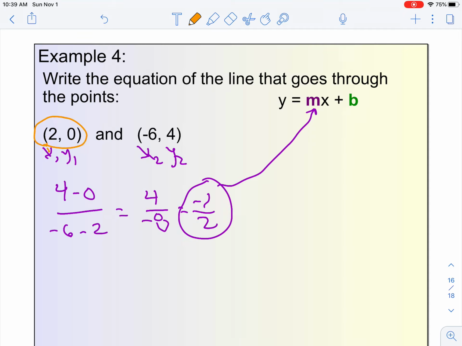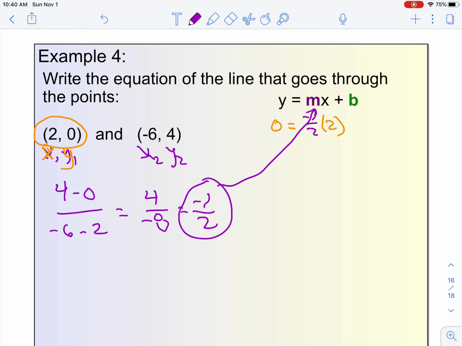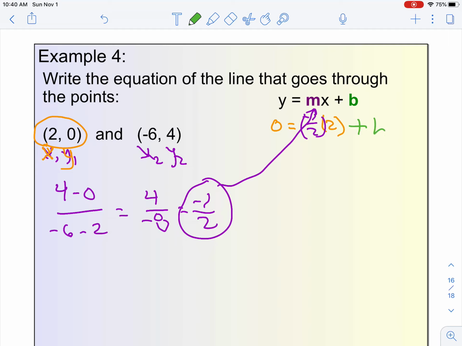Then I take one of the points. Again, this one looks simpler. I'm going to use this point right here, and I'm going to plug in the x and y values over here. So my y value is 0, my x value is 2, and I plug that in with my slope of negative 1/2. And then I have that plus b. So I'm trying to find that b value, so I already have the slope. I need to find the b value or y-intercept or write the equation.